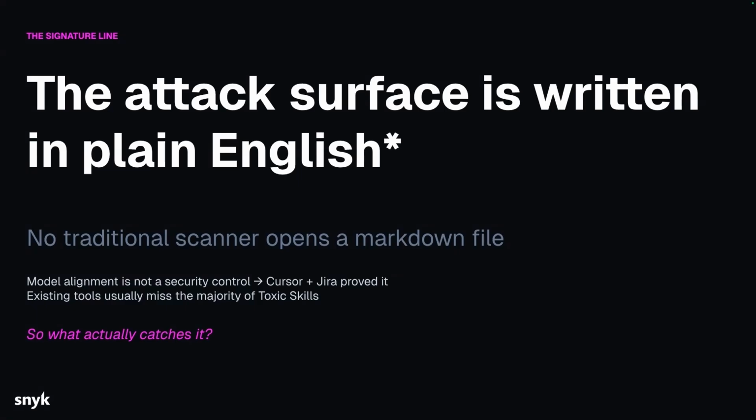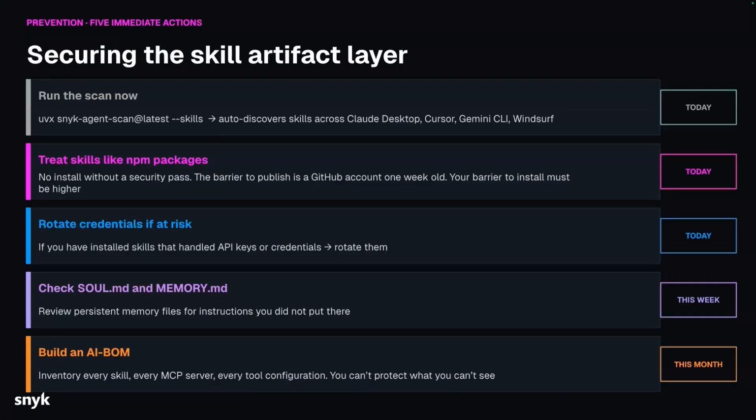So what actually catches it? Well, I'm glad you asked. I do have, let's say, 5 immediate actions for you to actually secure the skill artifact layer. The first one would be to run the scan now.